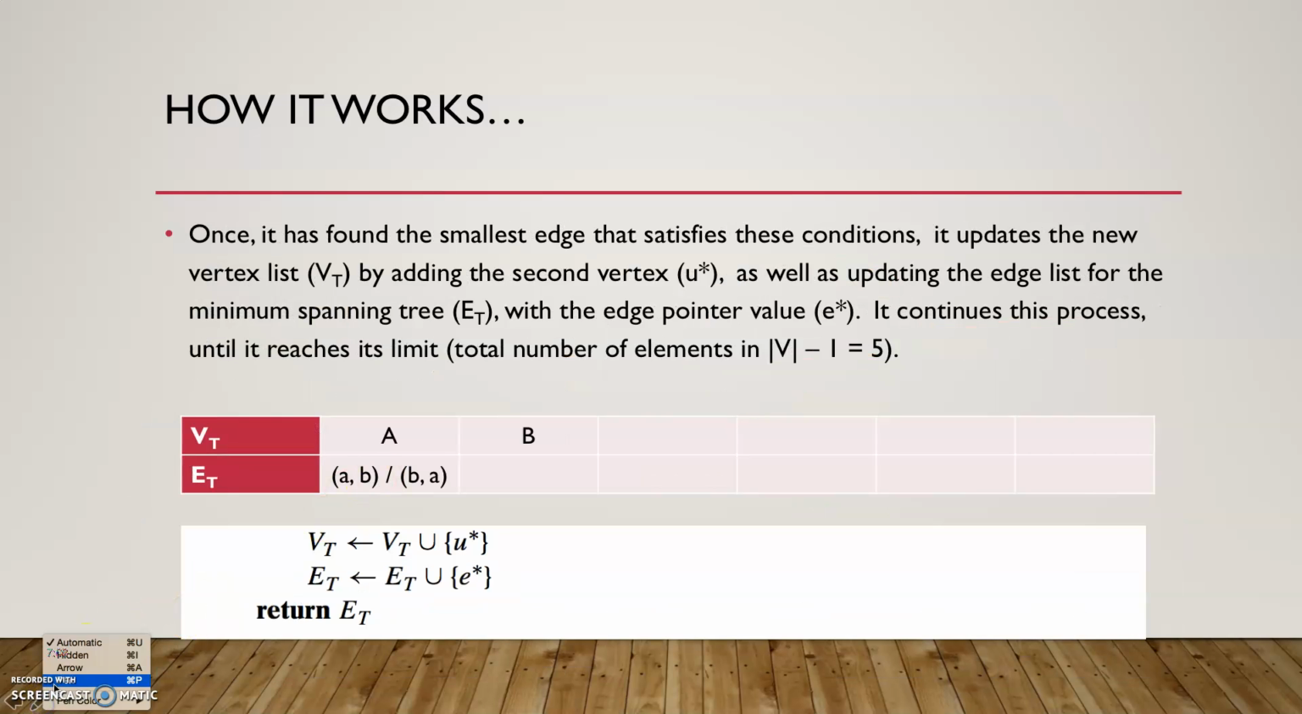Okay, so once that edge is found, the smallest edge, it updates the VT vertex list by adding the second vertex U, which was pointing at B, to the list here. And then it updates our minimum spanning tree, ET, with the smallest edge, which is here. It was pointing to AB. And it does this, again, a total of 5 times.